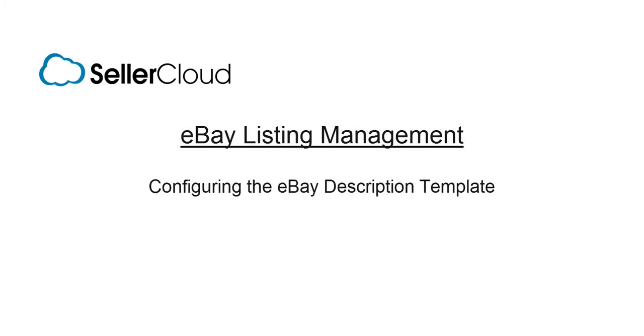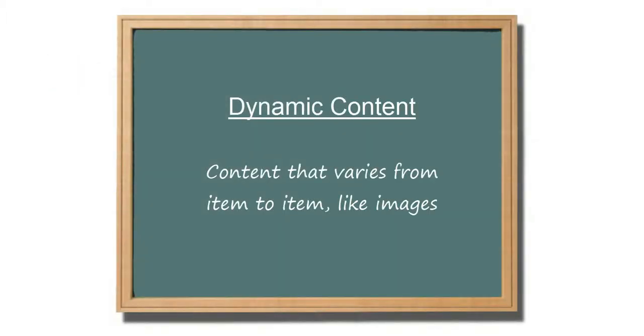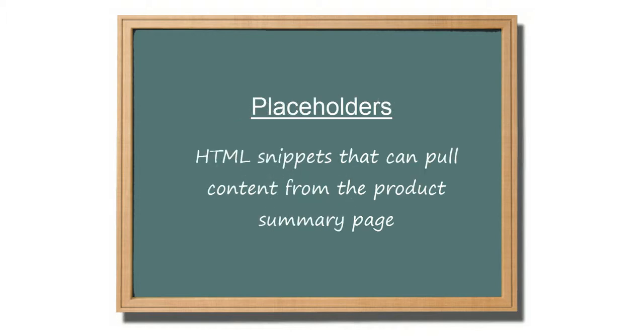In this tutorial, we'll look at how to configure the eBay description template to add images, custom columns, and custom tags, as well as how to set default templates to products. Dynamic content, or content that varies from item to item, such as product images, are added to a description template by means of placeholders. Placeholders are HTML snippets that can pull content from the product summary page.